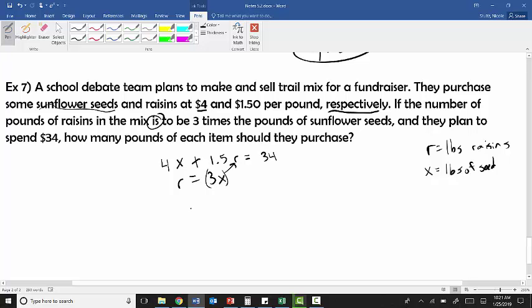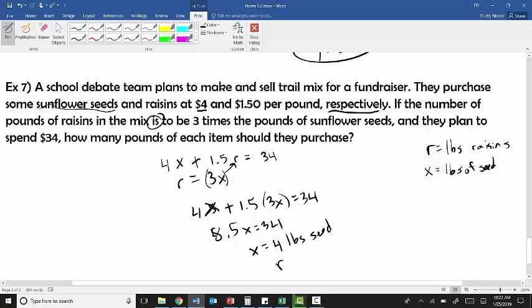So we can put that right in for R, leaving us with 4x plus 1.5 times 3x equaling 34. So 3 times 1.5, that's going to be 4.5. 4.5 plus 4 is 8.5. And if you do 34 divided by 8.5, you get 4. So we're going to have 4 pounds of seed, which means if you put 4 in for X here, 3 times 4 is 12. So you're going to have 12 pounds of raisins.